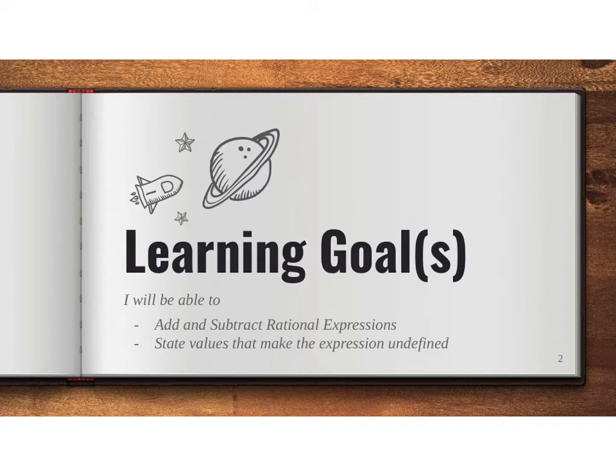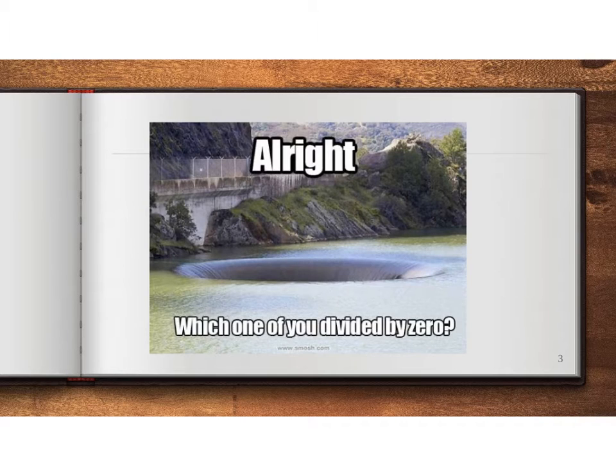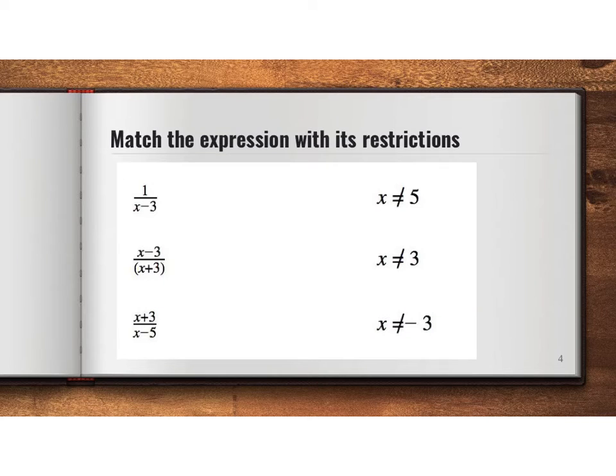Continuing with equivalent algebraic expressions, we're going to look at adding and subtracting rational expressions, and we should be able to state values that make that expression undefined. Match the expression with its restrictions.